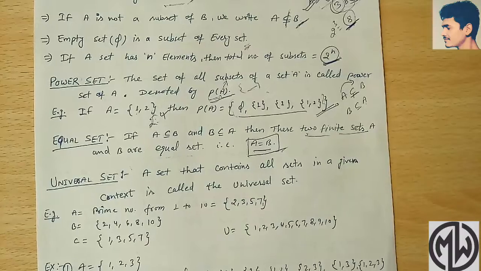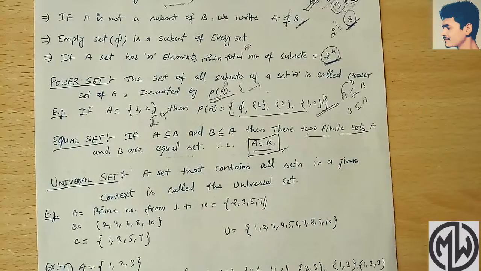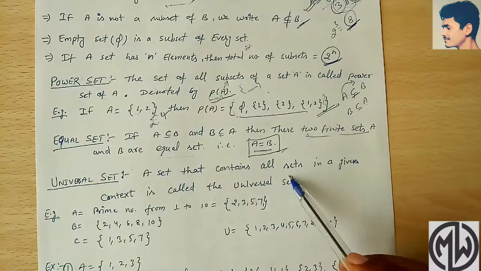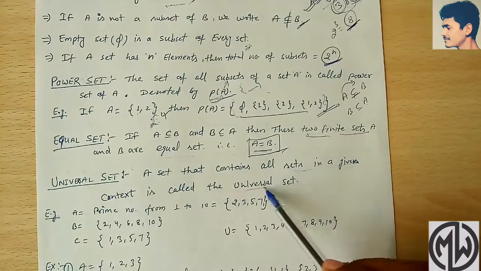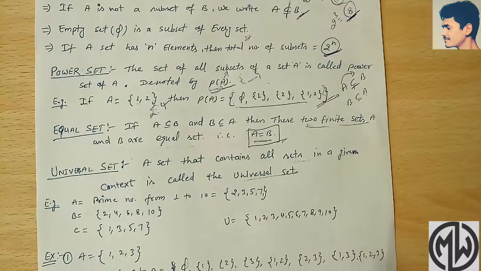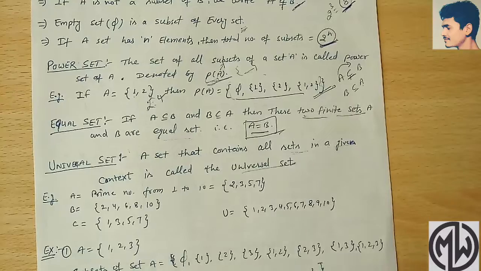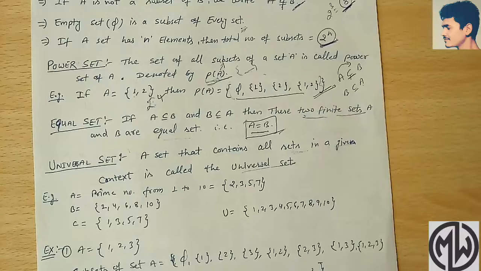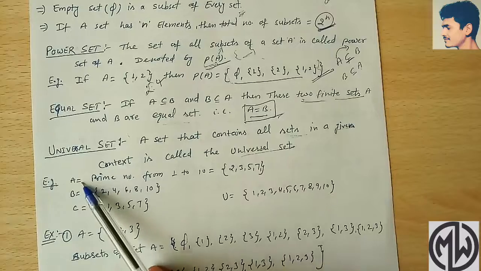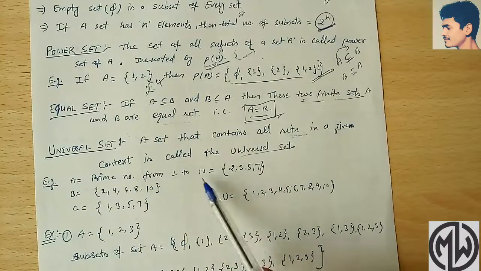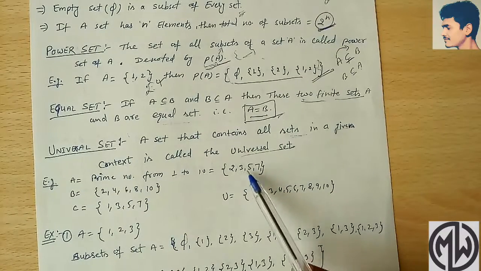Alright, next is universal set. A set that contains all sets in a given context is called a universal set. Universal set means a set that contains all sets in reference to a context, that is, it contains the elements of all sets. For example, we have set A equals the prime numbers from 1 to 10, that is 2, 3, 5, 7.